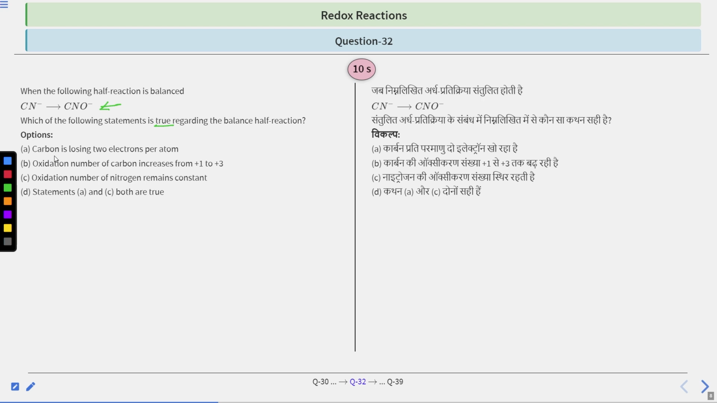Options are: carbon is losing 2 electrons per atom. Oxidation number of carbon increases from +1 to +3. Oxidation number of nitrogen remains constant. Statements A and C both are true. So you have 10 seconds to solve this question. After that, we will see the answer.